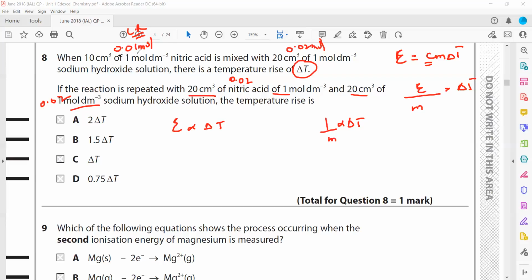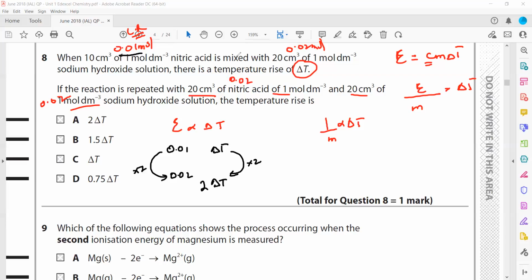So when first it was 0.1, the temperature change was delta T. Now the limiting reagent is 0.2. So if the number of moles is doubled, what happens to the temperature change? The temperature change should be double due to the change in the number of moles.